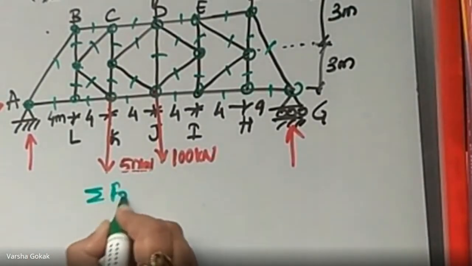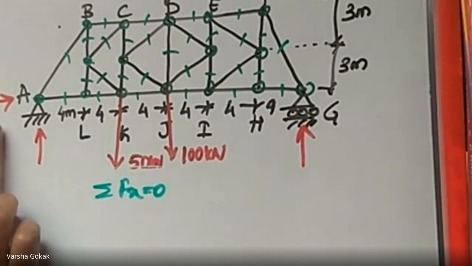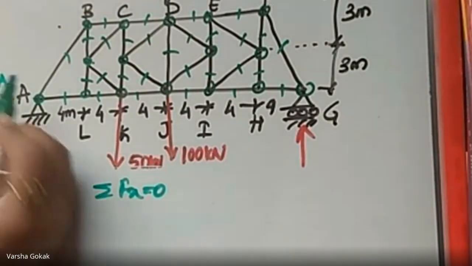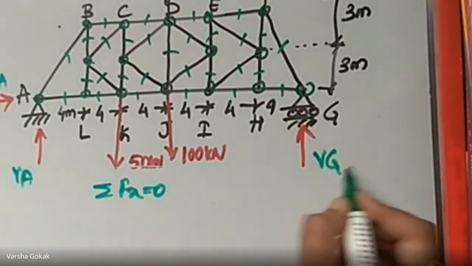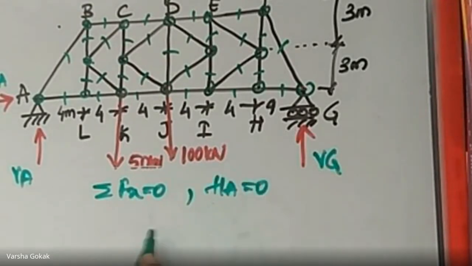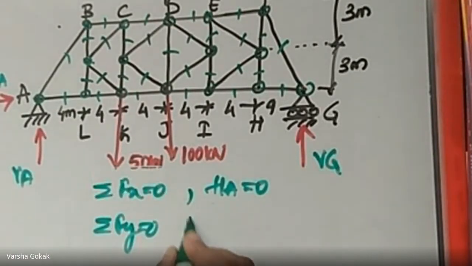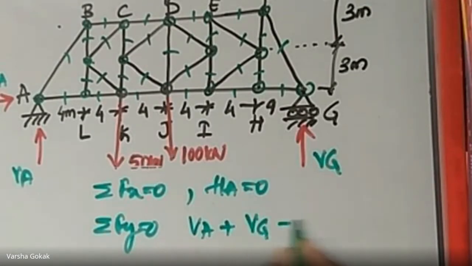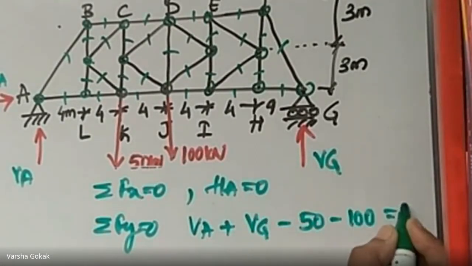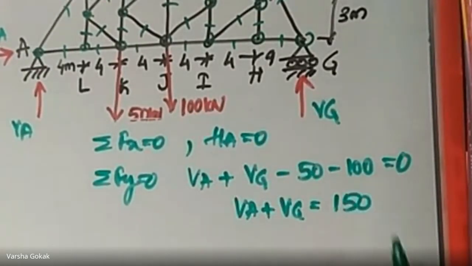So let's say summation Fx equal to 0 first. I have only one x force, that is this force. Call this HA. This is VA and this is VG. So summation Fx equal to 0 gives HA equal to 0. No other horizontal force is acting. Then summation Fy equal to 0: we have these two forces and these two coming downwards. So VA plus VG minus 50 minus 100 is equal to 0. So VA plus VG is equal to 150 kilonewtons.